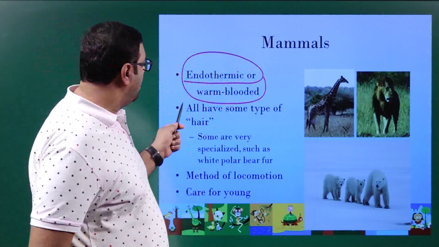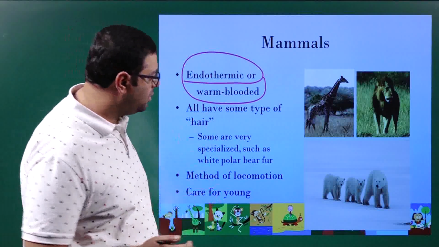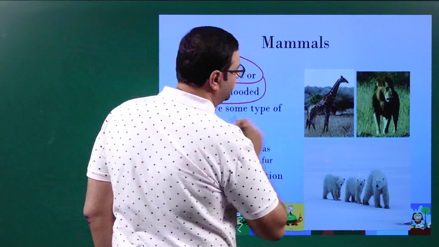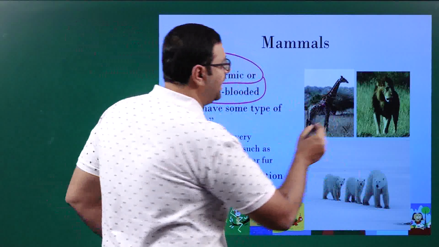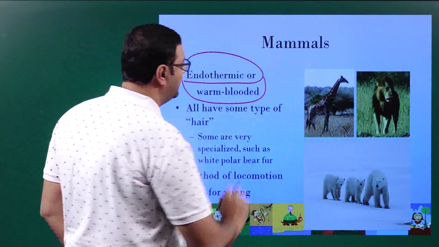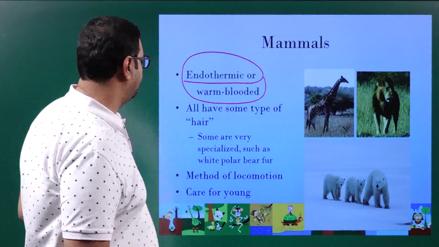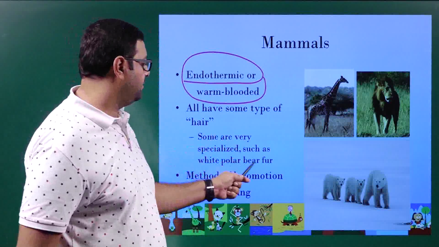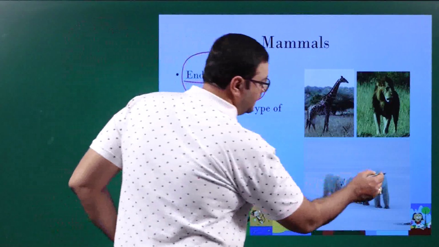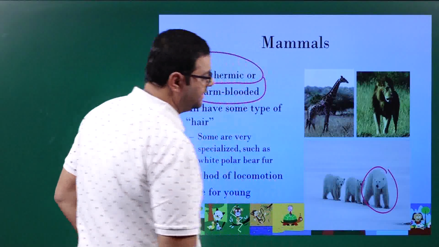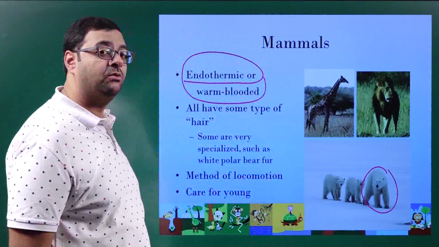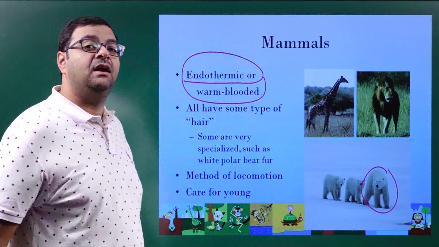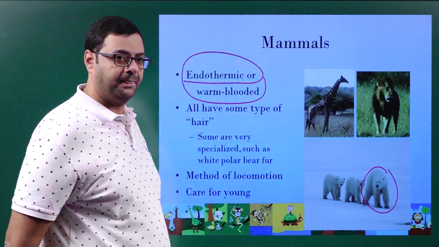Then all have some type of hair. You see here, polar bears, this is a giraffe, and this is a lion. So all have hair, and that is one of the adaptations. Some are very specialized, such as white polar bear fur. This white polar bear has fur on its body to protect it from the extreme cold temperatures of the Antarctic or Arctic.